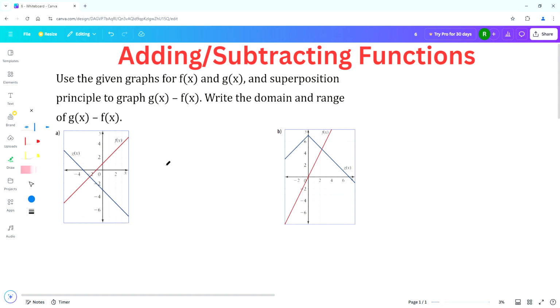As per the superposition principle, the difference of two functions can be found by subtracting their y-coordinates for all points along the x-axis. This is a very important concept we need to understand and memorize to solve this type of problem. So we should prepare a table of values for functions f(x), g(x) and g(x) minus f(x).